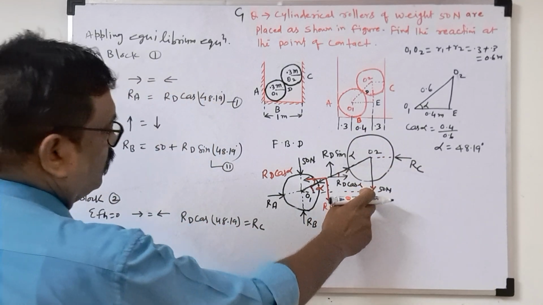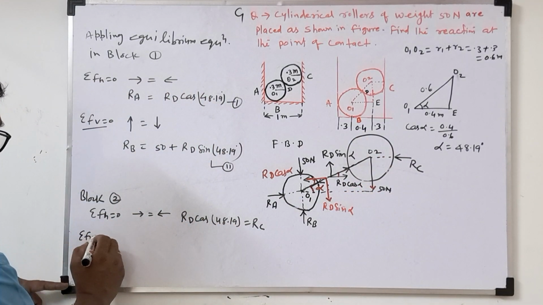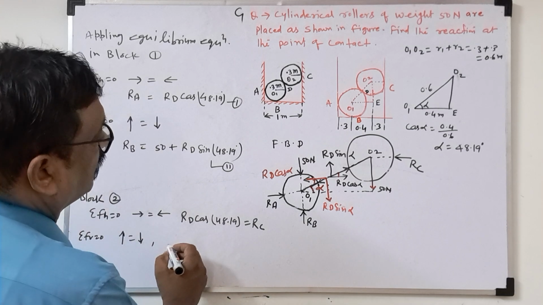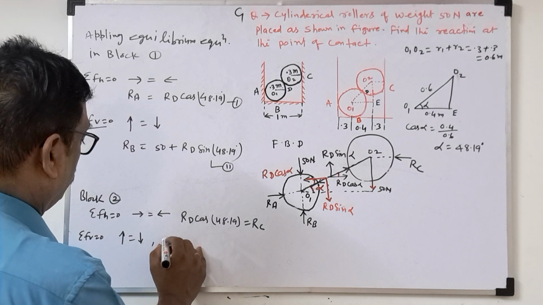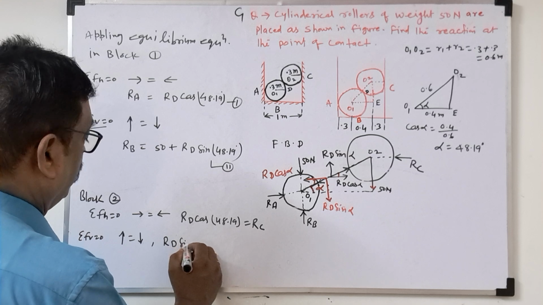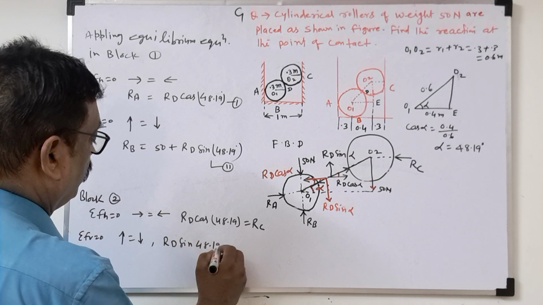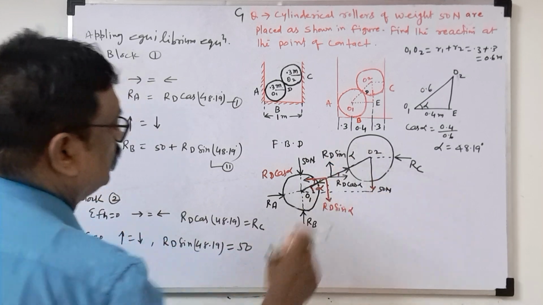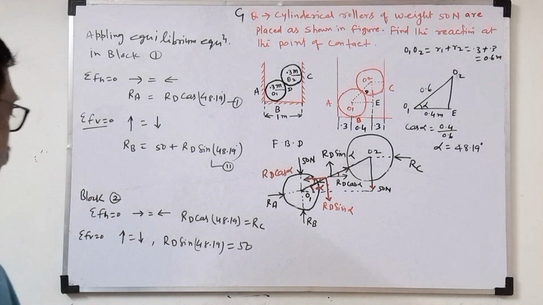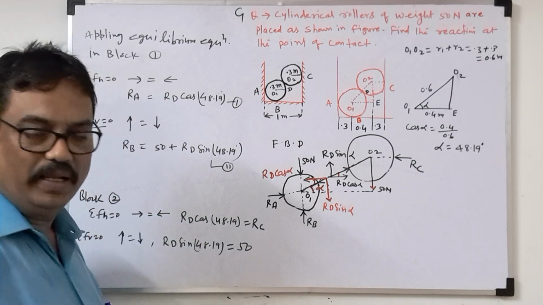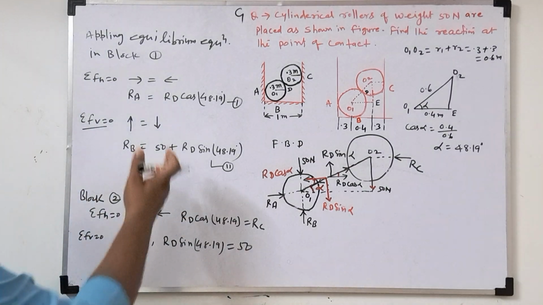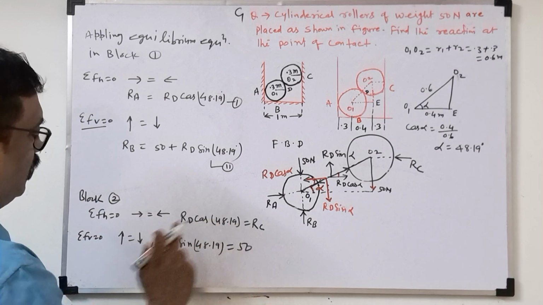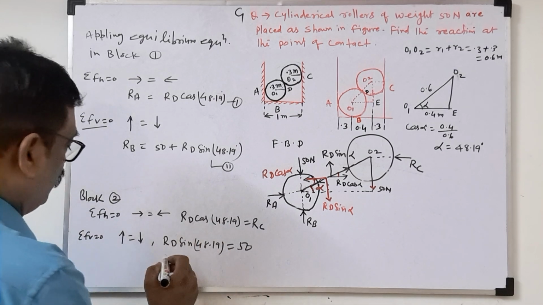Now upward force and downward force. Total vertical force equals 0, so total upward force equals total downward force. Upward force going is Rd sin 48.19 equals 50, which is going downward. Now see here, one by one we'll calculate and get all the reactions. Here there are 2 unknowns, here also 2 unknowns, here also 2, and here 1 unknown. So we'll substitute values.